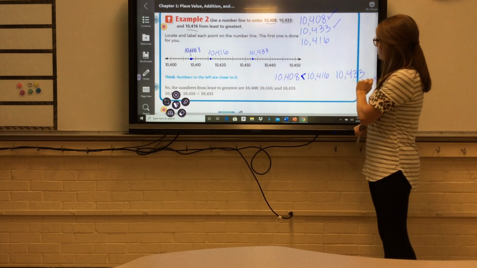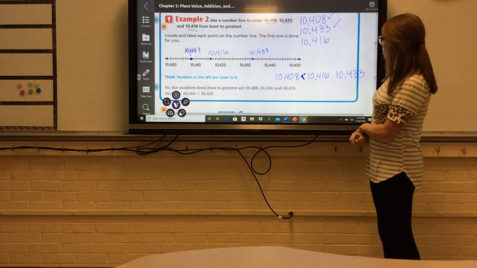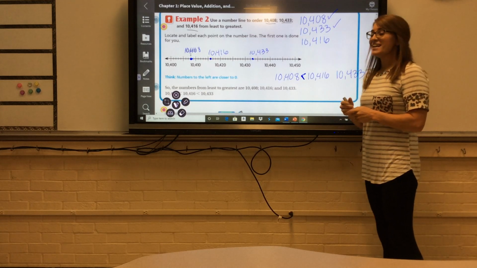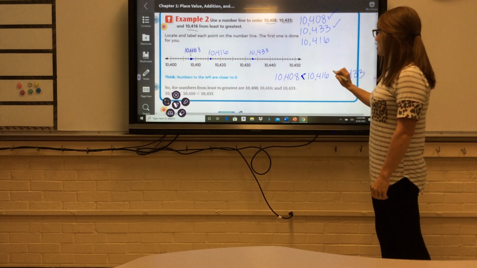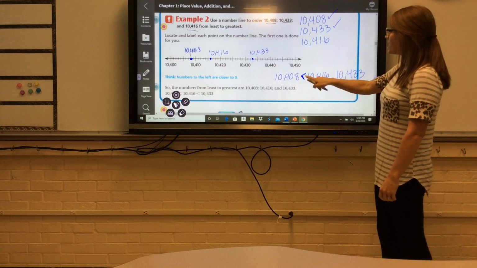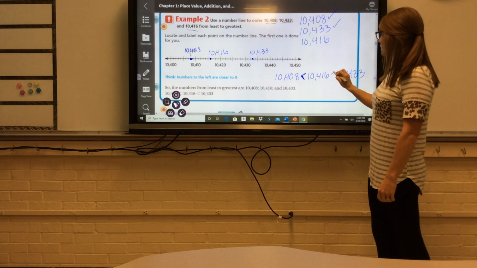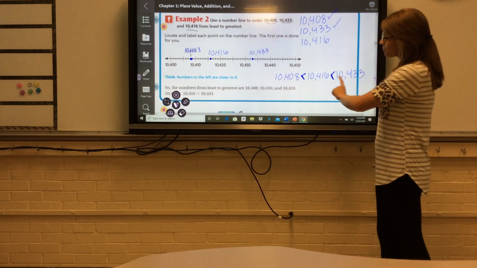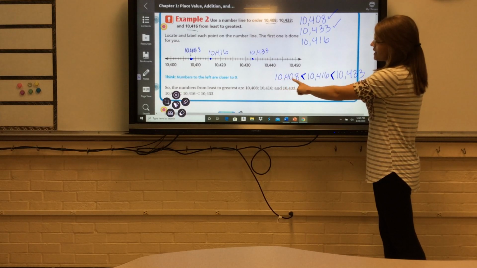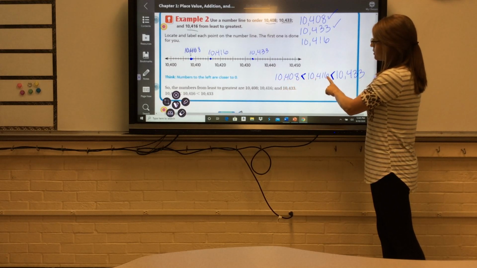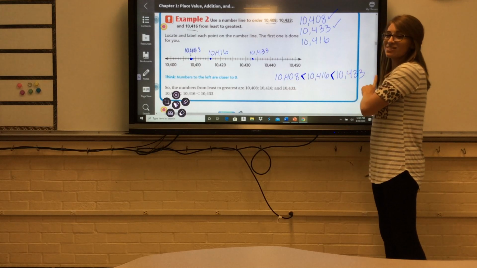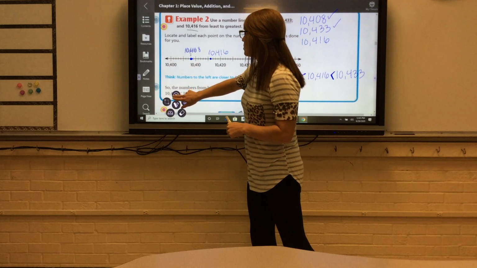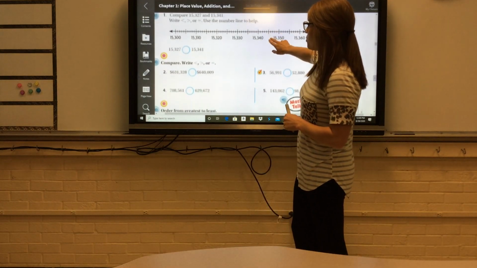So now I've got to figure out which symbol can go in between these two. So 10,416 compared to 10,433. Which one is greater? Right, 10,433 is that greater number. So again, I'm going to use another less than symbol. Just like that. And when we read this all together, it would say 10,408 is less than 10,416, which is less than 10,433. Okay? Good job, guys. Let's look at a few more examples before I set you free to do your own practice.